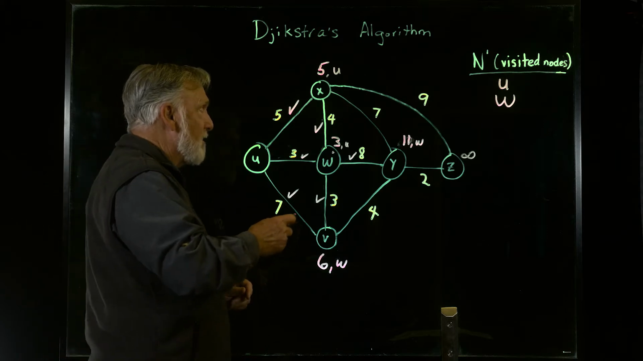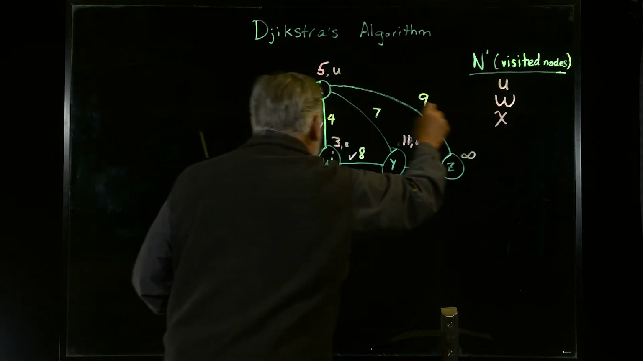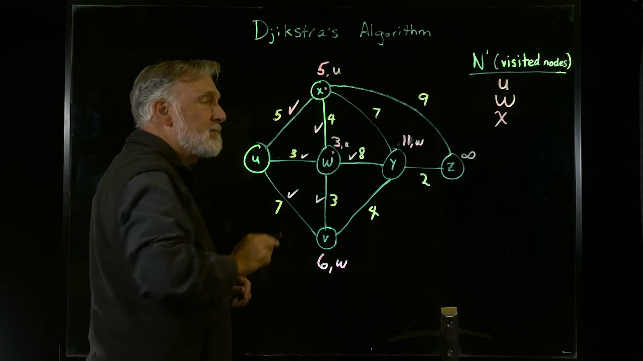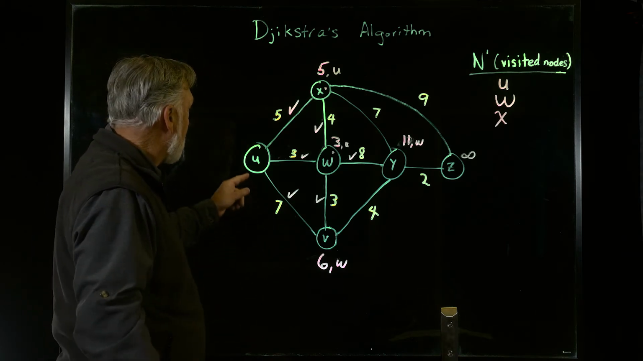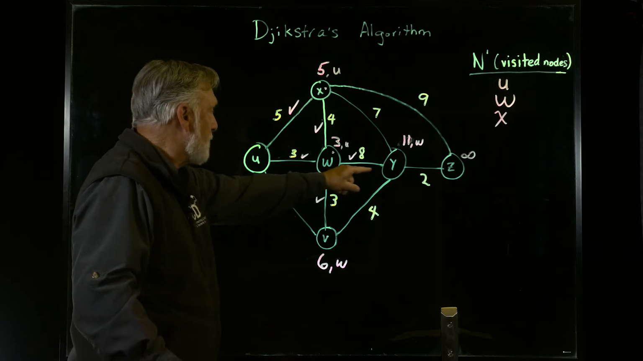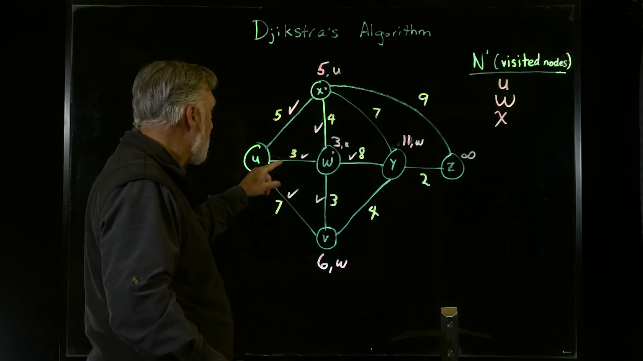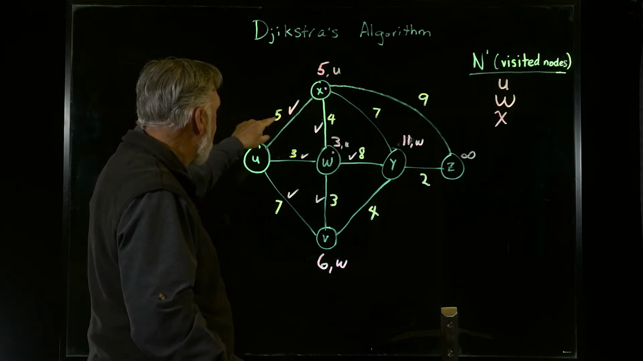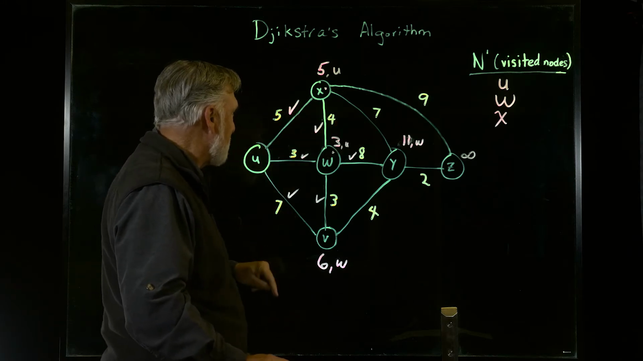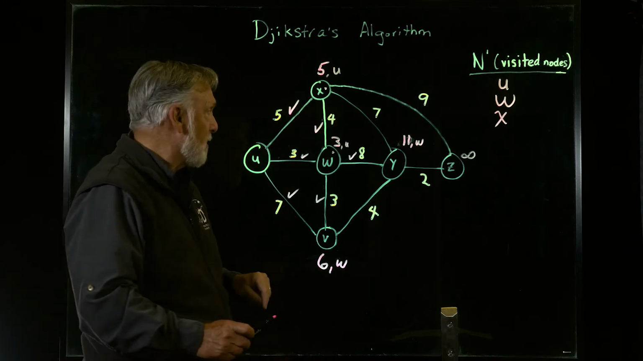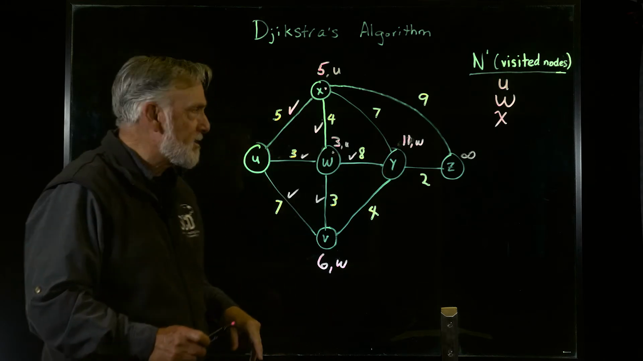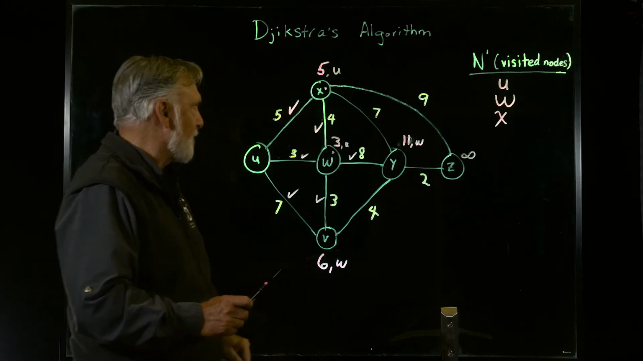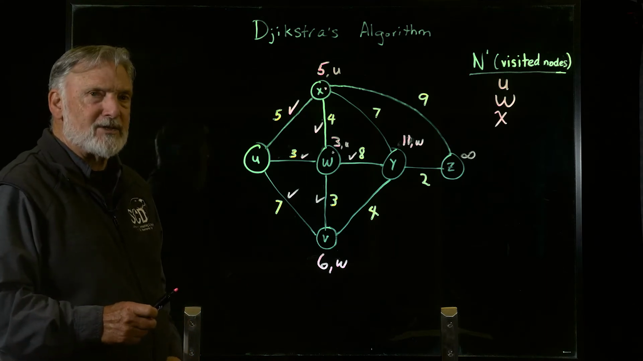So we're going to start by saying we're visiting X, and the cost to get from U to Y through X is 5 plus 7, 12. That 12 is not smaller than the 11 that's already there. So we're going to keep the 11 for the tentative distance to Y.